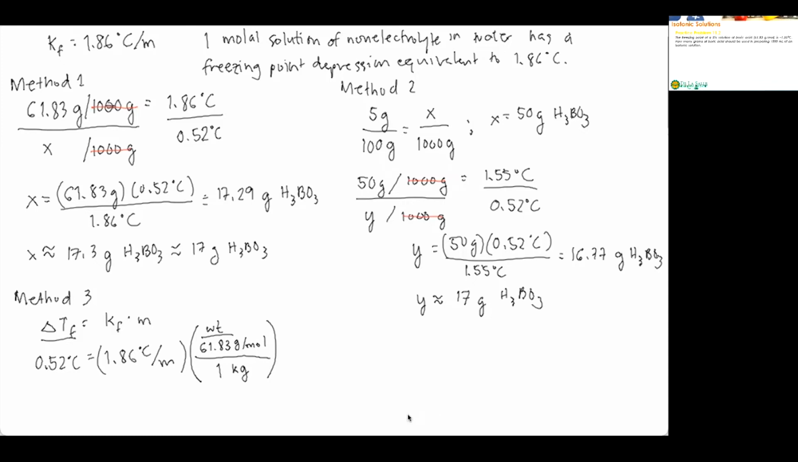Now, what we need to determine is the weight of boric acid that is isotonic or that has a freezing point depression of 0.52 degrees Celsius when dissolved in 1,000 grams of water. So, rearranging our formula, we will get this value. Weight of boric acid will be equal to 0.52 degrees Celsius times 1 kilogram times 61.83 grams per mole divided by 1.86 degrees Celsius per molal solution.